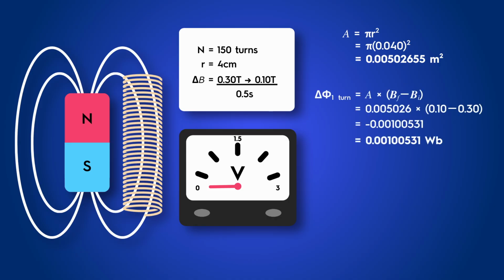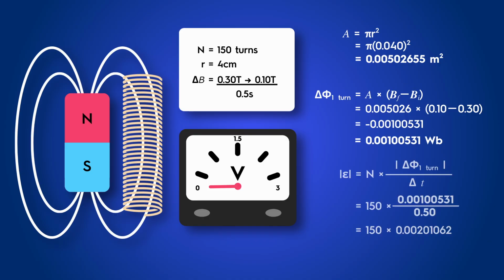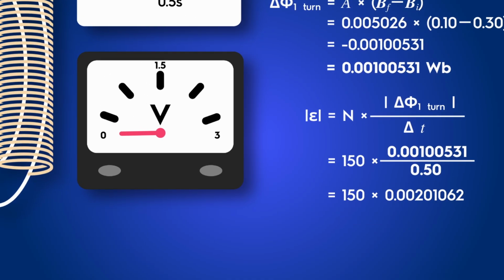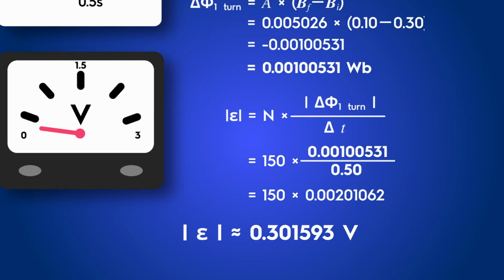The change in flux per turn is area times the change in field, which is area times negative 0.2 Tesla. Divide by 0.5 seconds and multiply by the number of turns. You should get an EMF of about 0.3 volts in magnitude. The sign is set by Lenz's law.